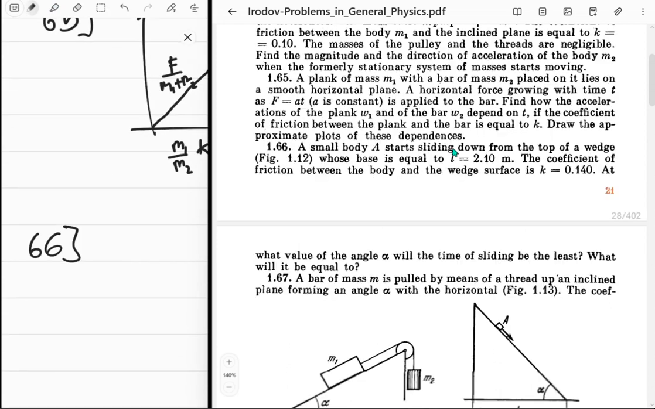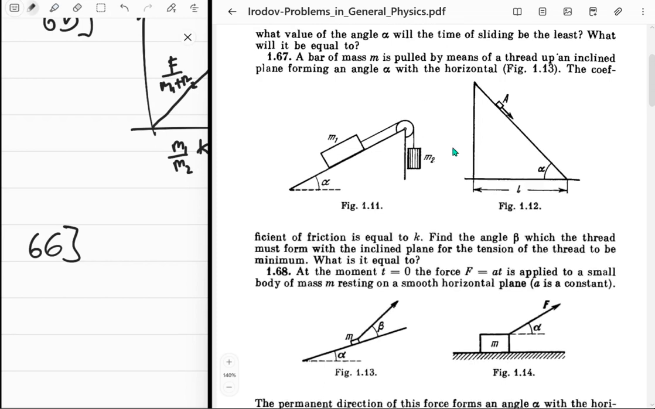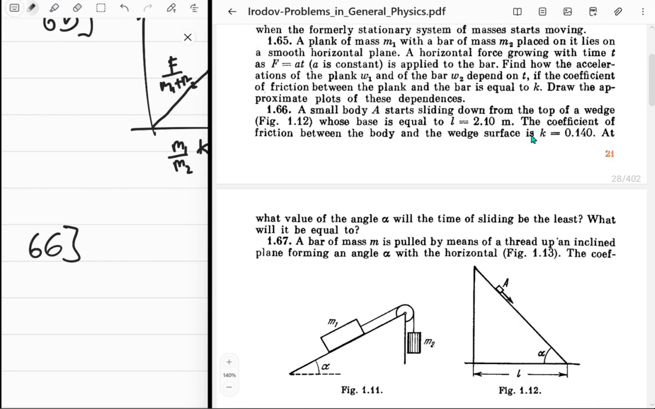Small body A starts sliding down from the top of a wedge, figure 1.12, whose base is equal to 2.1 meter. The coefficient of friction between the body and the wedge surface is given. At what value of alpha will the time of sliding be least? What will it be equal to?